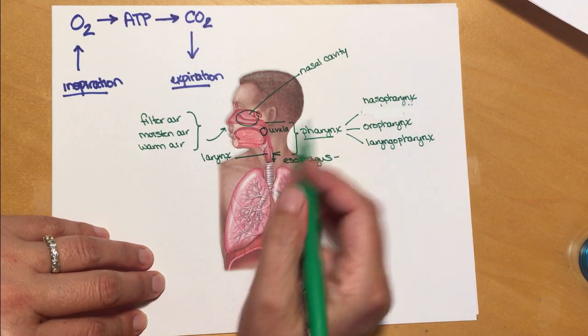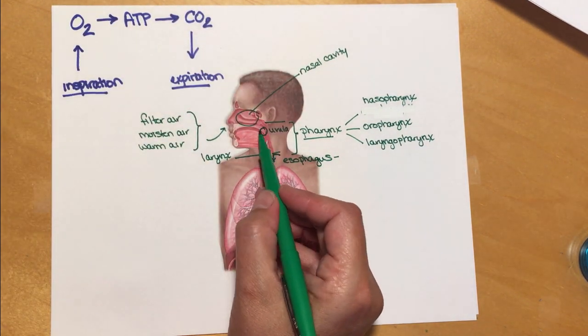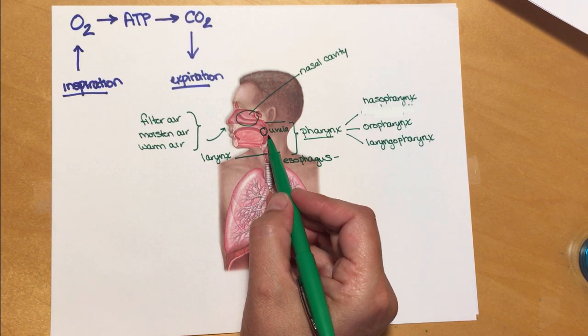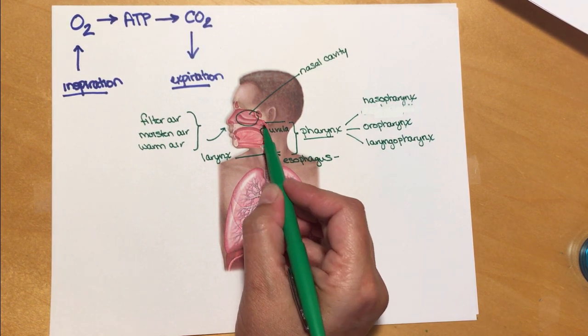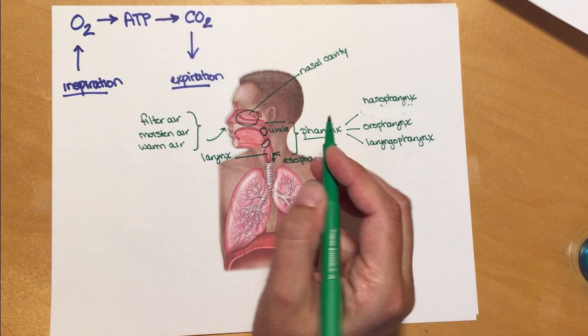It's a little flap that when you swallow, it's going to flip up and make sure that any food that's in your mouth, or water or saliva, as you swallow is going to go down this way and not back up into the nasal cavity. The other structure is called the epiglottis.